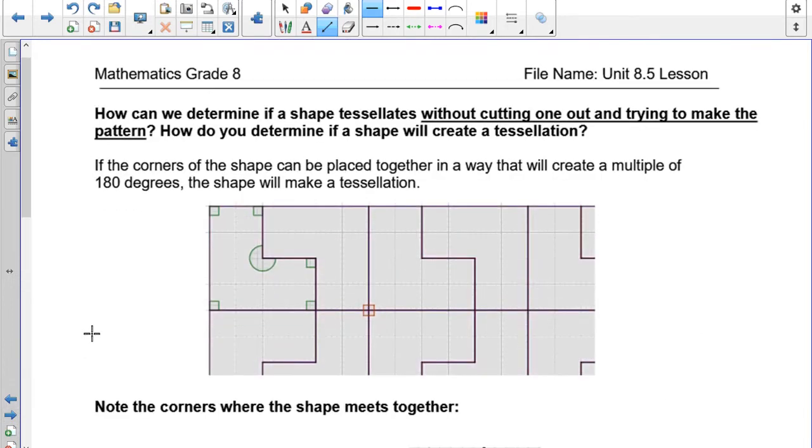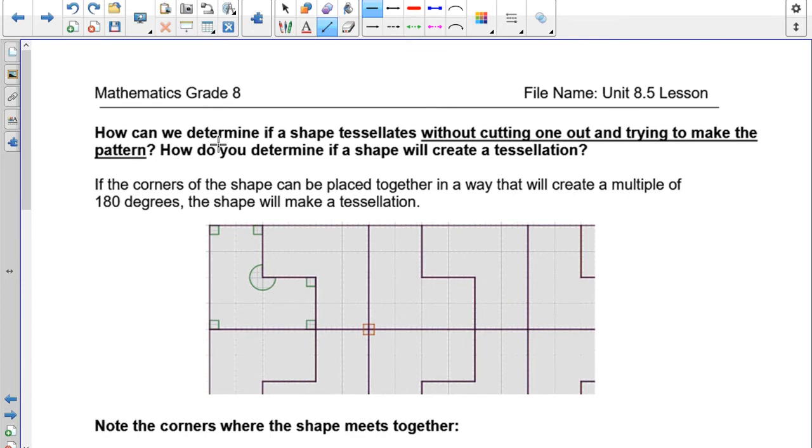So now, how do we figure it out if you don't cut it out and try to make the pattern? How can you figure out whether or not it tessellates? Well, it's actually fairly straightforward, okay? And it says right here, you can see it, if the corners of the shape can be placed together in a way that will create a multiple of 180 degrees, then the shape will tessellate.